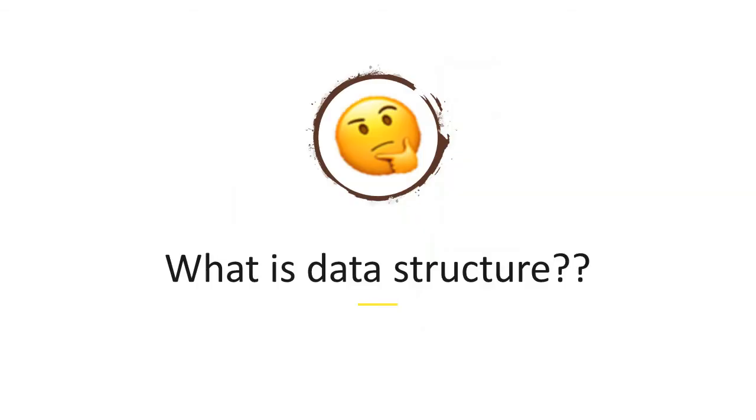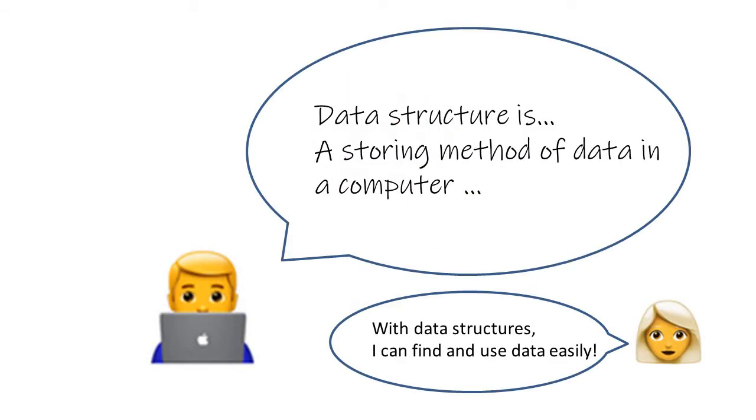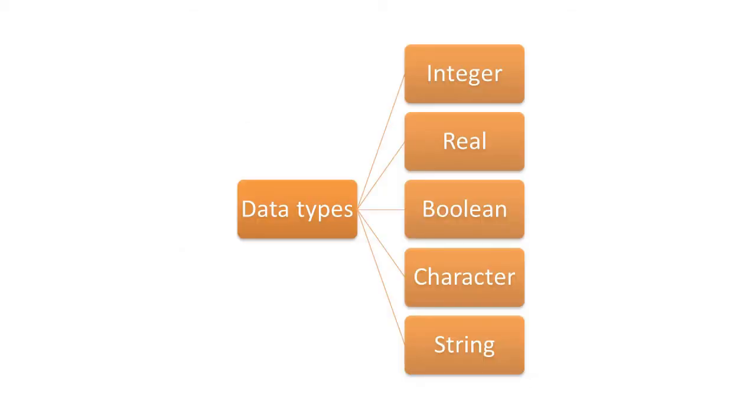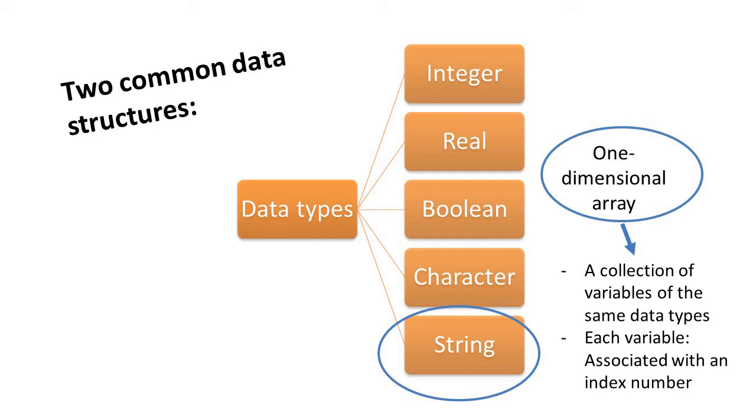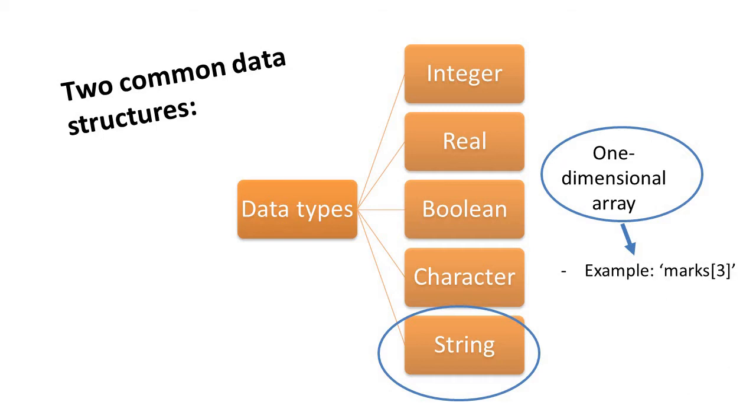A data structure is a method of storing data in a computer so that data can be found and used efficiently. There are two common data structures, which are string and one-dimensional array. A string is a collection of characters, such as the name David Chan. As for a one-dimensional array, an array is a collection of variables of the same data type, and each variable is associated with an index number. For example, marks[3] refers to the third element of the marks array.